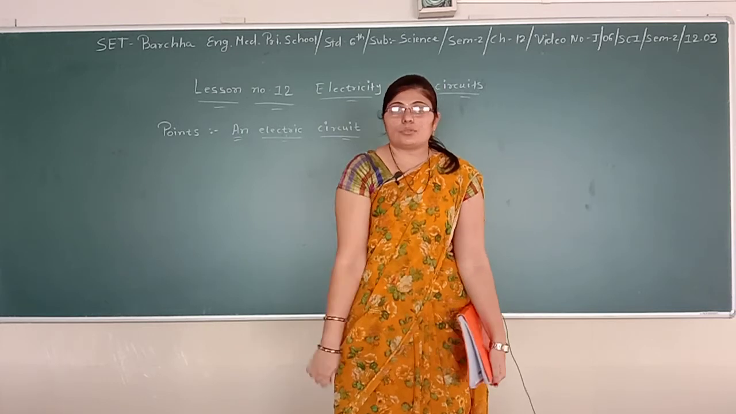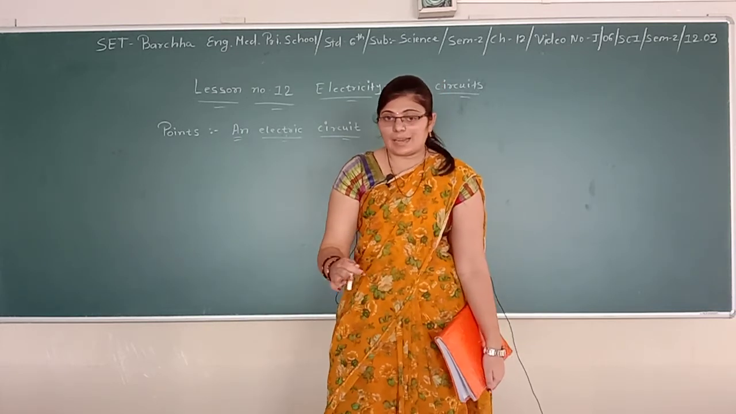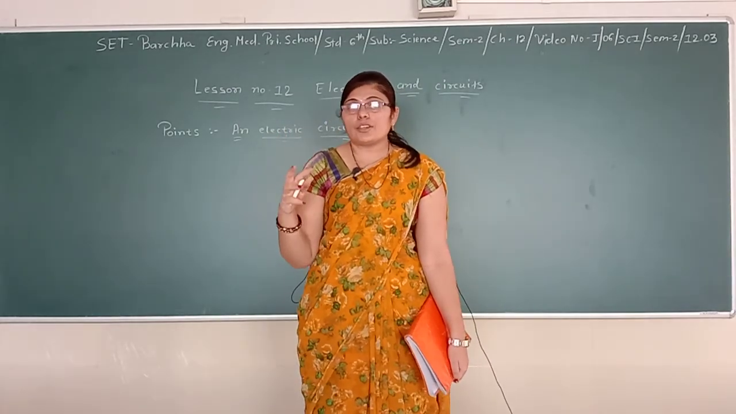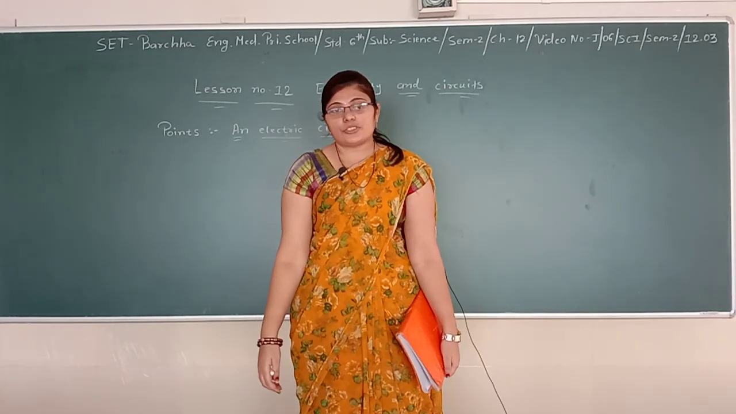So it is similar to this. So what do you learn from this? You learn that to make a circuit complete, the wire should be connected with both the terminals, positive and negative. So here the 12.3 is over.